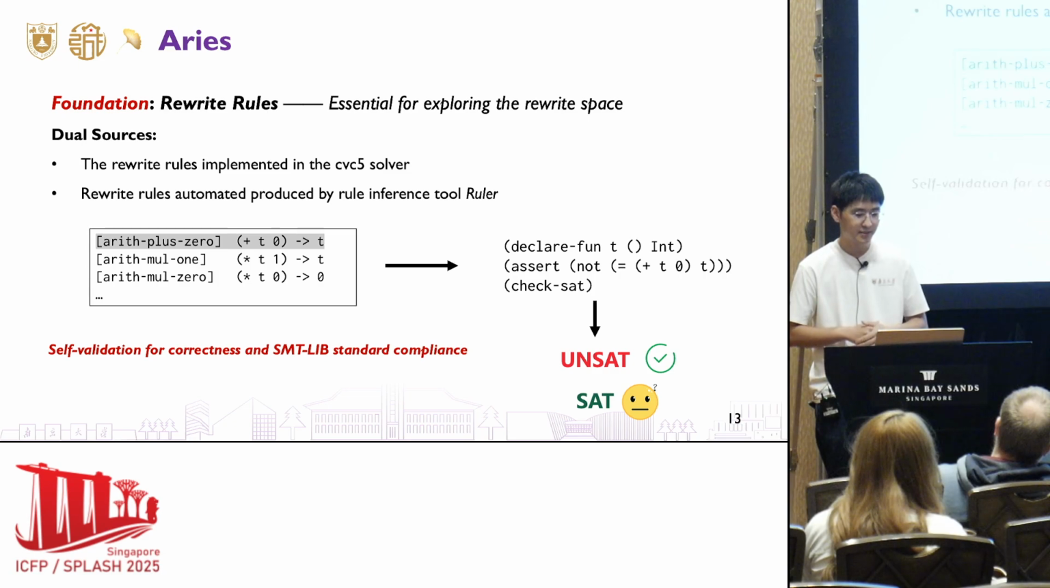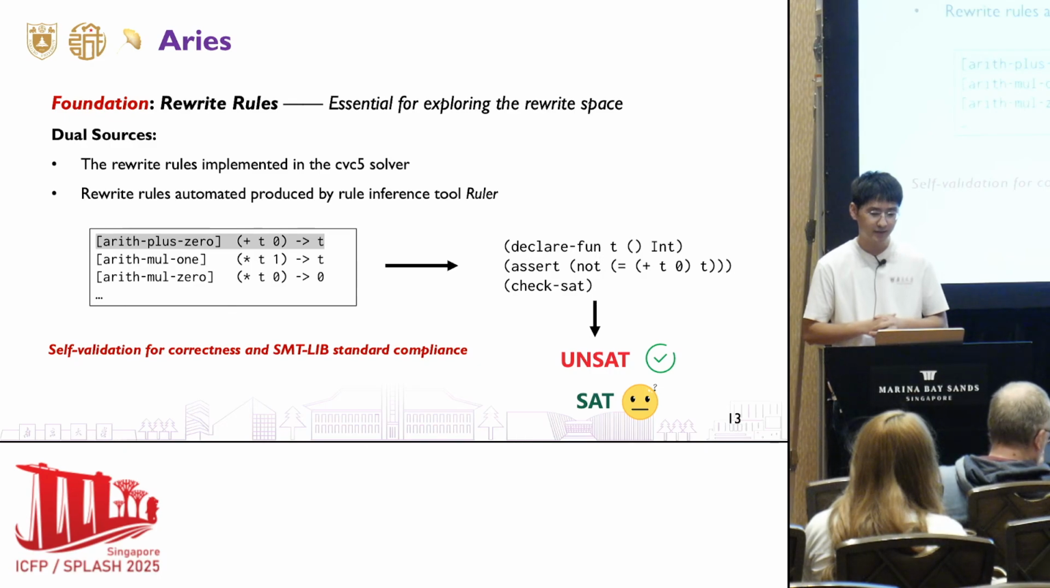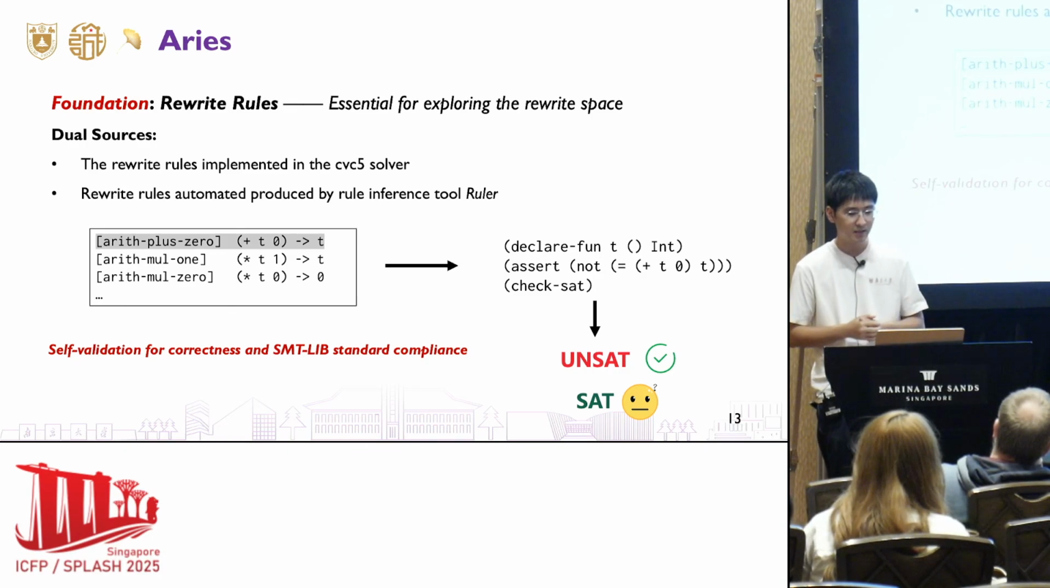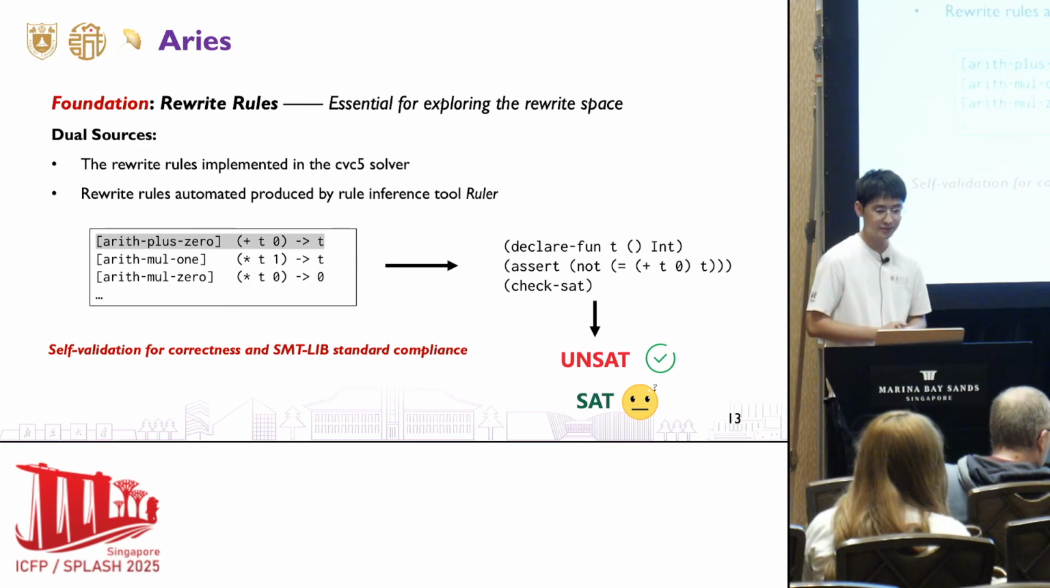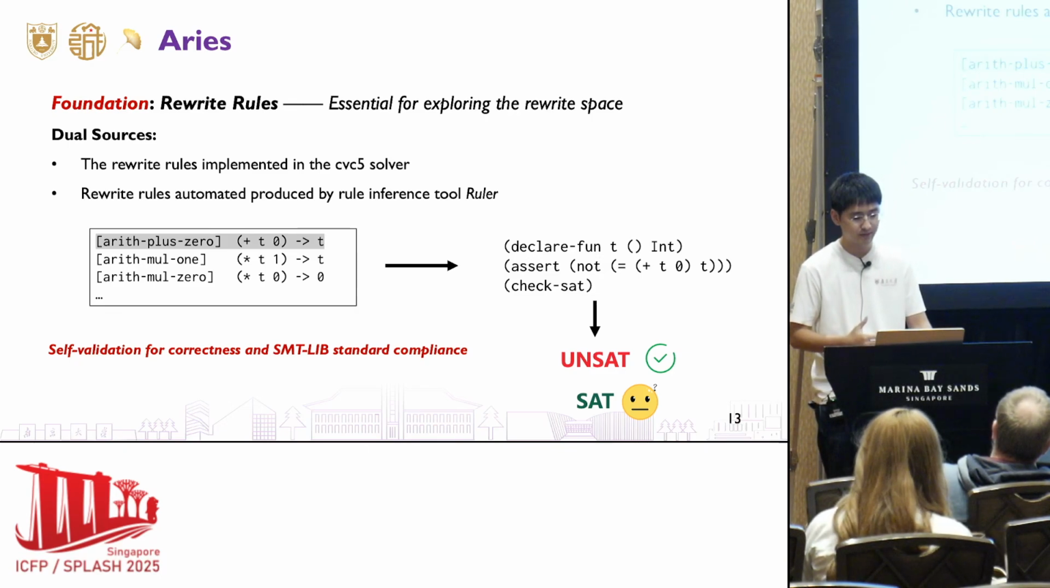However, rules synthesized by Ruler may not always be correct under SMT semantics. So we design an automated validation process. For each rule, we construct a corresponding formula to check whether the rule ever produces a contradiction. We then cross-validate them with multiple solvers.